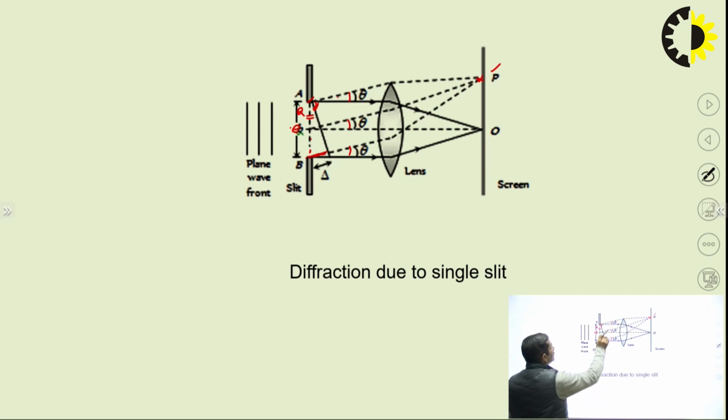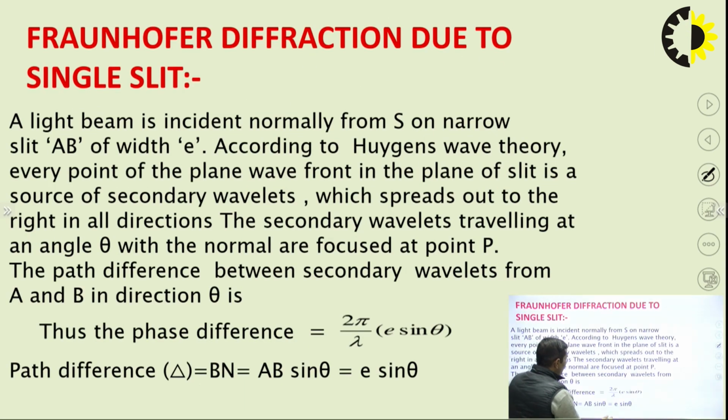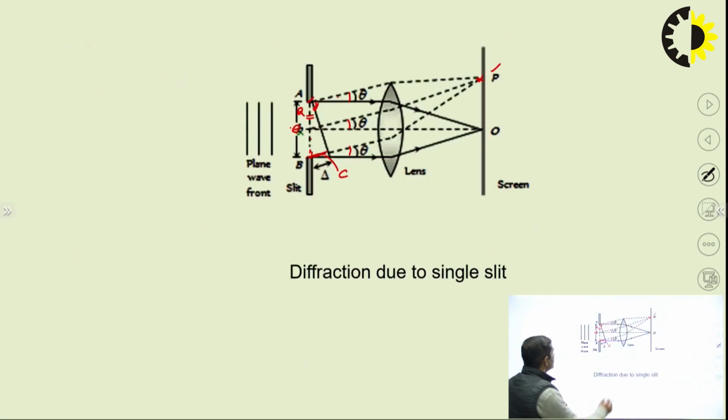If we consider this point C, then in triangle ABC the path difference, that is the value of BC, will be equal to AB sin theta, and AB equals e. So this will be equal to e sin theta. That means the path difference will be AB sin theta, which is e sin theta. Here this point they consider as N, basically the normal, so we can put this point N.